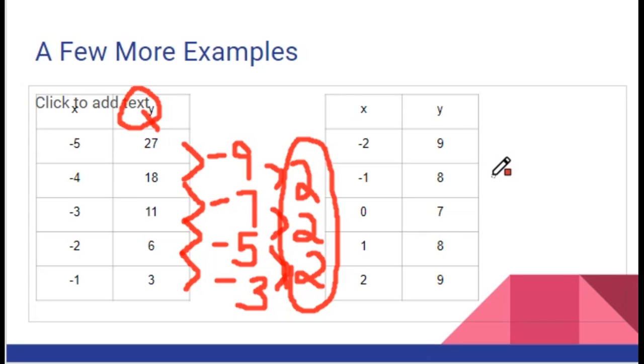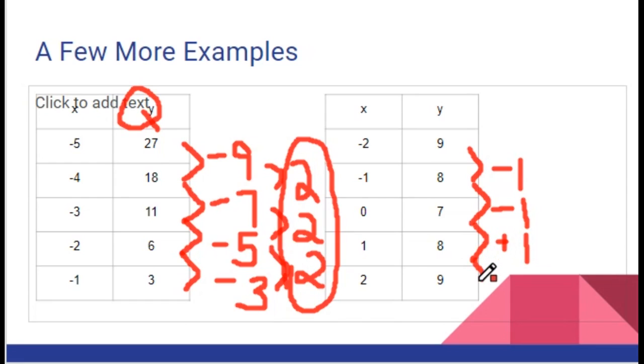All right, let's do one last example. This one is going down 1. From 8 to 7 is down 1. From 7 to 8 is up 1.